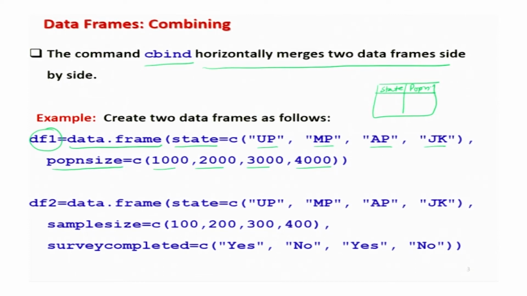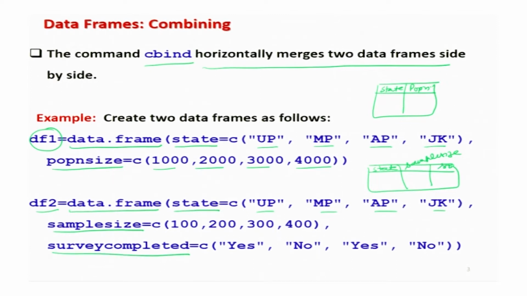Similarly, I take one more data frame and create it using 3 different variables, and one of them is going to be common. So this is df2, in which I take the state as UP, MP, AP, JK. Here I have 3 columns: one is state, then in the second column it is sample size, and in the third column it is survey completed.